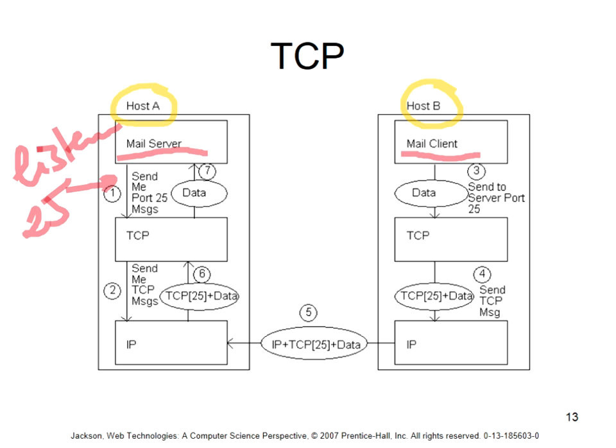After that, when host B sends data, TCP 25 plus data, that means the TCP header contains 25 as the port number. After that, this IP message is received by host A.